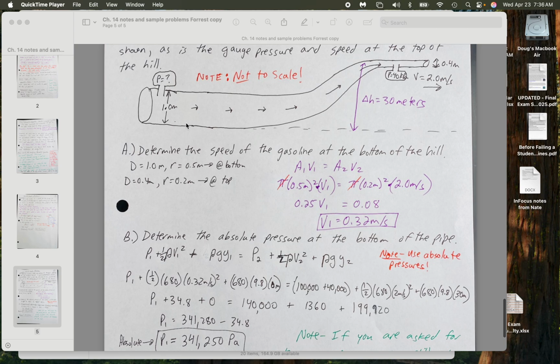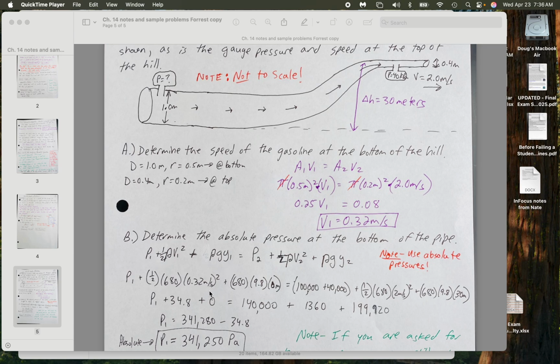To determine the absolute pressure at the bottom of the pipe, here we go to Bernoulli's equation. I need to make sure things are in standard units for this. So even though my pressure up here is 40 kilopascals, I need to add atmospheric pressure to that. So 100,000 is atmospheric pressure plus 40,000. I get the 1/2 density v squared up top. I get the density times g times that height up top. And that gives me all my information on the right side of the equation. Here, I'm going to choose this as 0 meters. I'm going to choose my zero height to make my life easier.